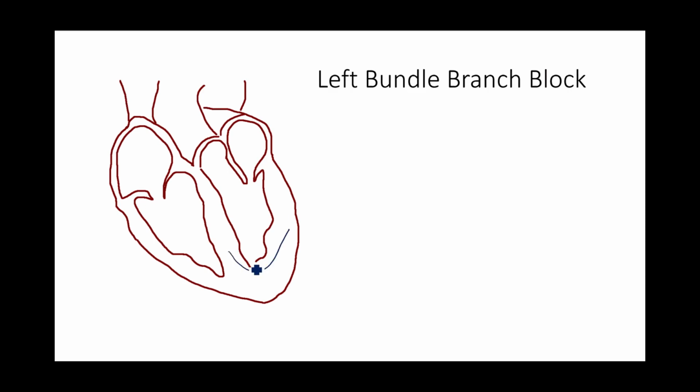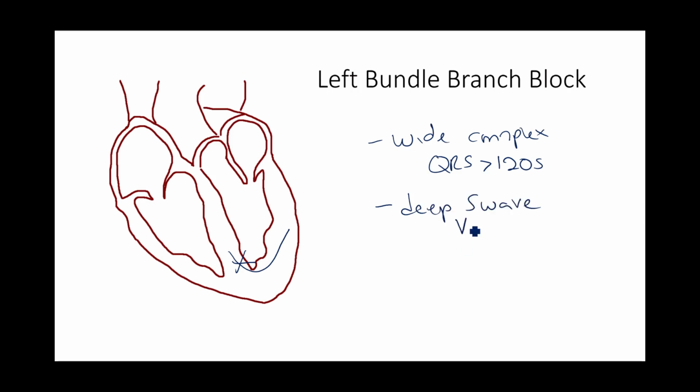As the name suggests, this is a block of the left bundle branch. Because the left bundle branch is blocked, the right side of the heart will depolarize earlier than the left side of the heart. And for this reason, we would expect to see a wide complex. In other words, a prolonged QRS complex, or a QRS complex that's greater than 120 seconds. The other key feature of a left bundle branch block is to see a very deep S wave, especially in V2 and V3. And we'll look at an EKG showing this.